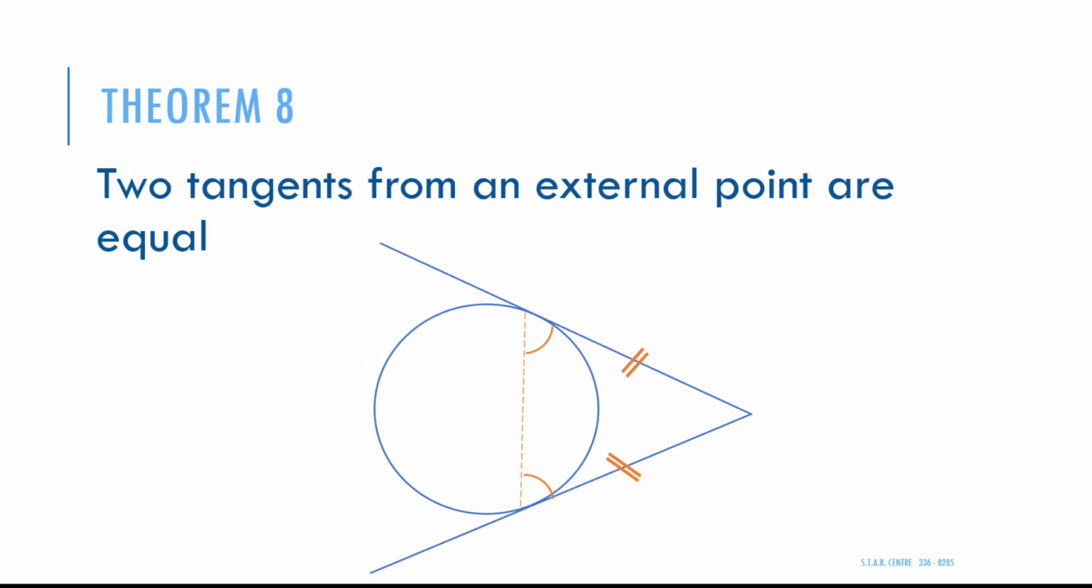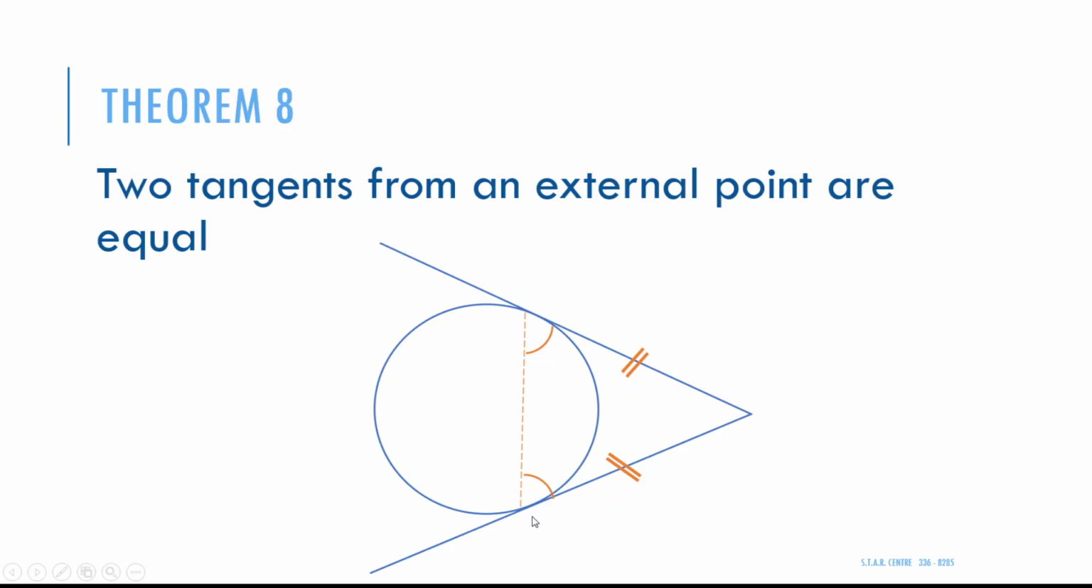Theorem 8. Two tangents from an external point are equal. So this line is a tangent, it touches a circle at just one point. This line is also a tangent that touches a circle at just one point. And if we draw a line connecting these two points where they touch, then it creates an isosceles triangle. So that is commonly where this theorem is used, in creating an isosceles triangle.